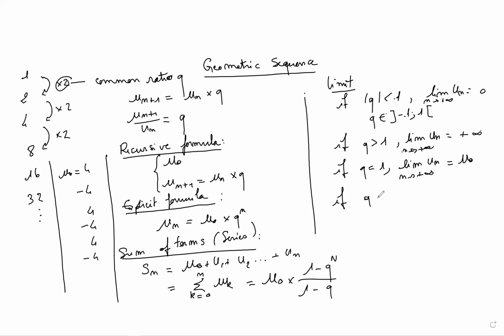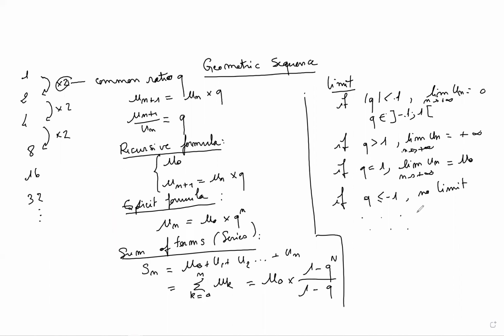And then if Q is less than -1, your sequence has no limit, because for -1, it alternates between two values. These are the terms of your sequence. But if it's negative and the absolute value is greater than 1, then it will explode like that. But still you will have no limit.